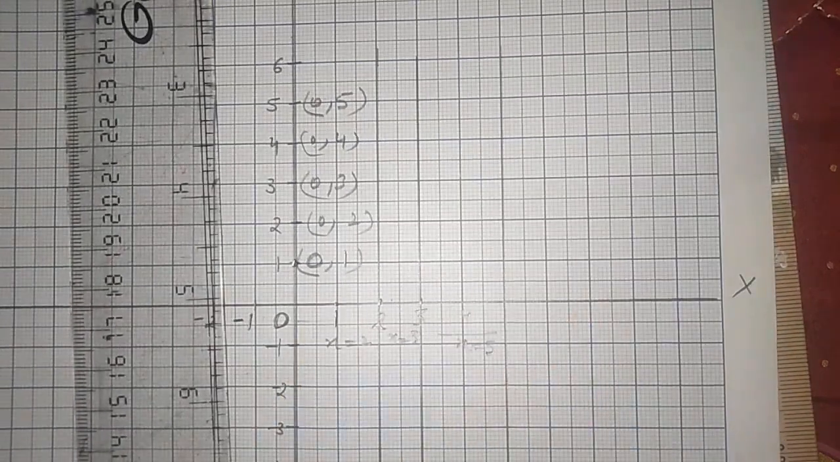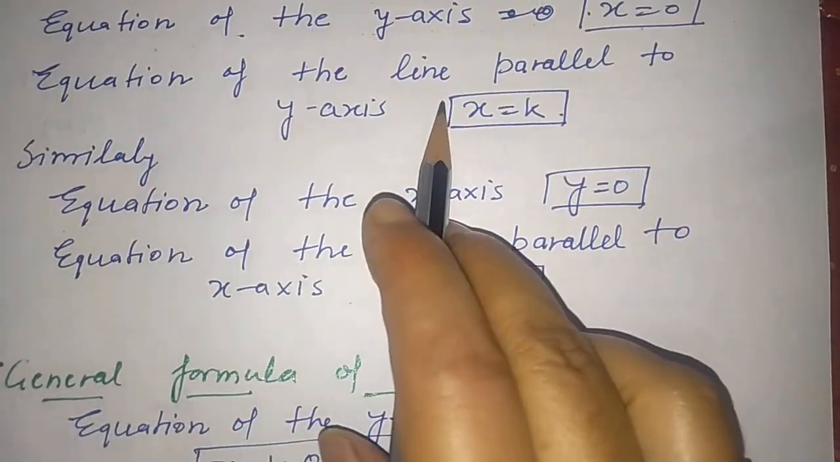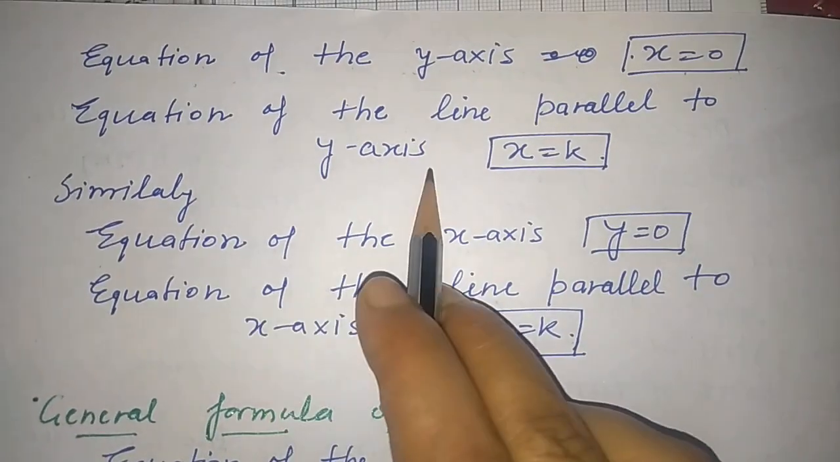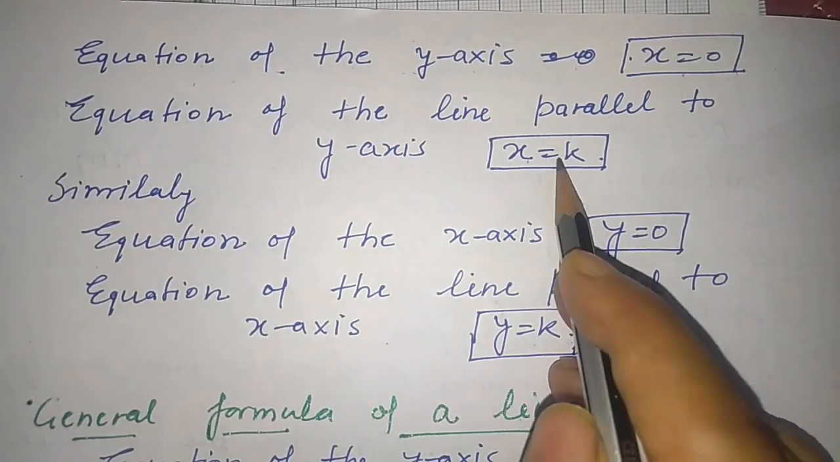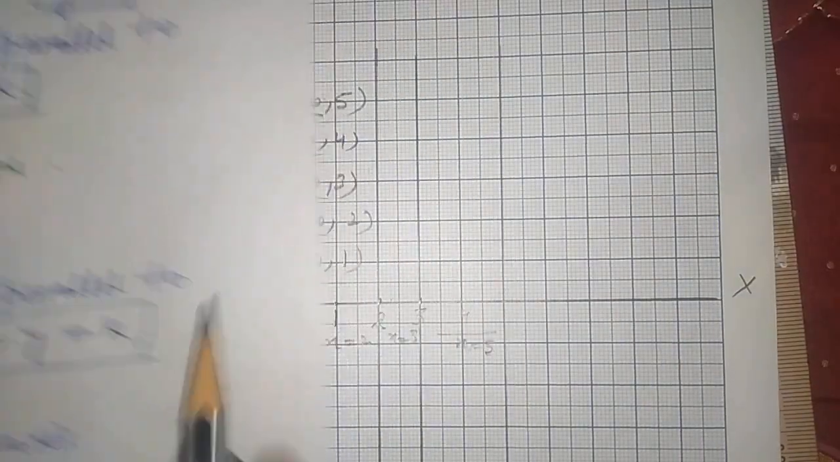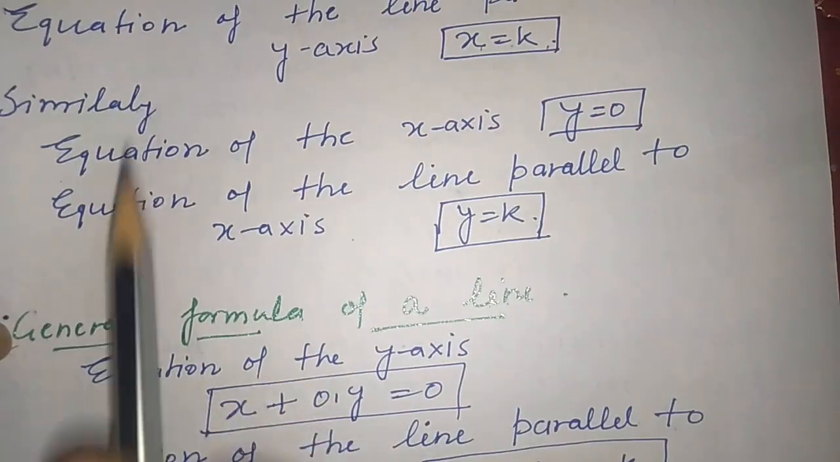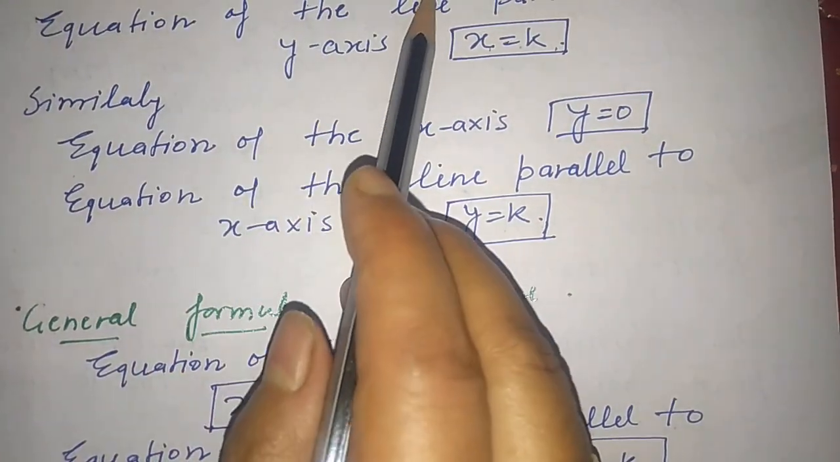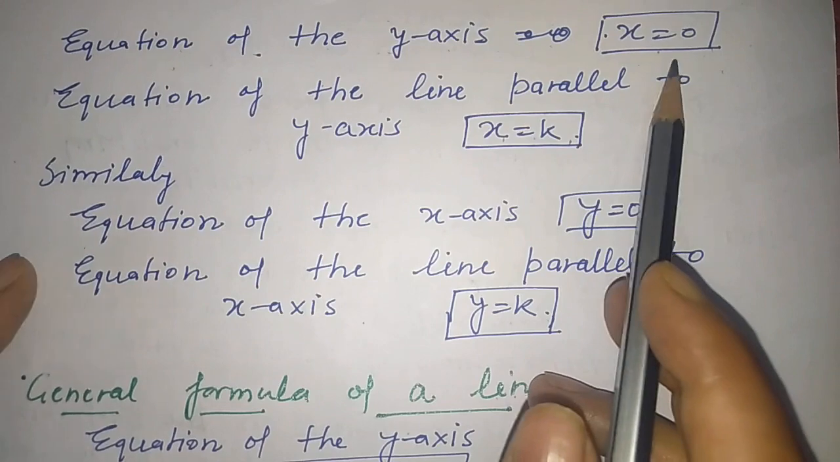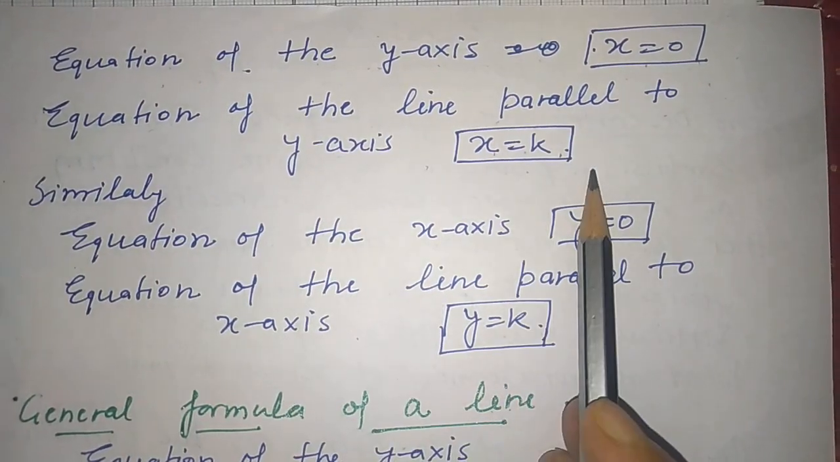So every time we are changing the value of x. We can say that the equation of a line parallel to the y-axis is x equals k, where k is any constant, just like 2, 3, 5 and so on. The equation of the y-axis is x equals 0, and the equation of a line parallel to the y-axis is x equals k.